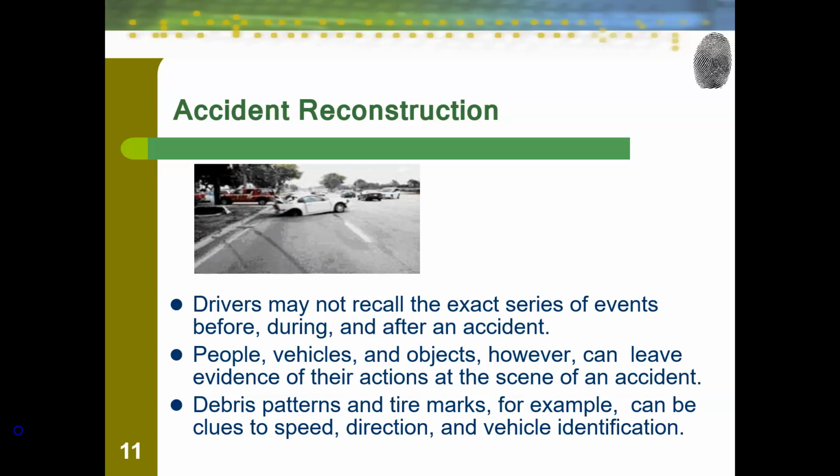As we've talked about before, eyewitnesses are not completely reliable, so in the event of an accident, people cannot always be relied upon to tell you what happened. People, vehicles, and objects, however, do leave evidence of their actions at a crime scene. So things like debris and tire marks can be clues to the speed, direction, and vehicle identification.